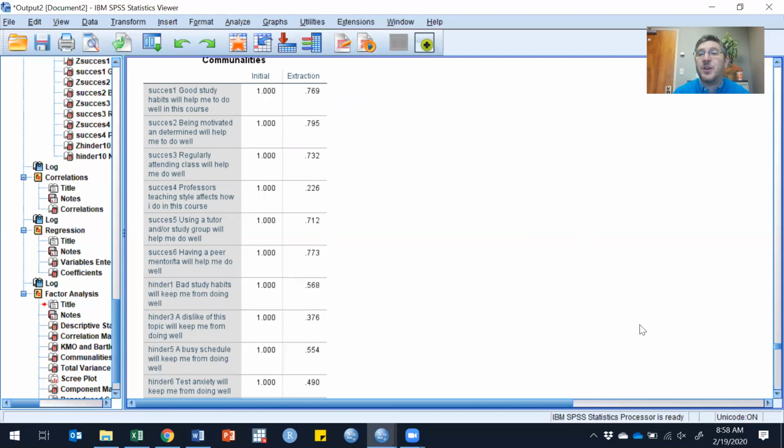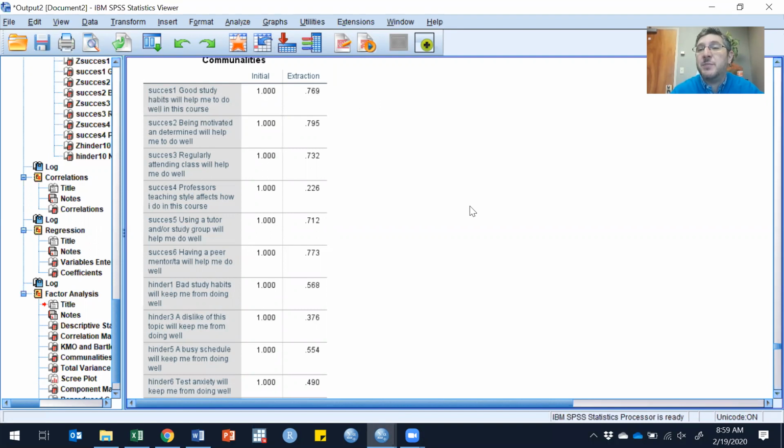The next table are the communalities. The communalities here give the proportion of variance in this item that's explained by the extracted components, in this case. So we're explaining around 77% of the variance in this assessed item by these components.